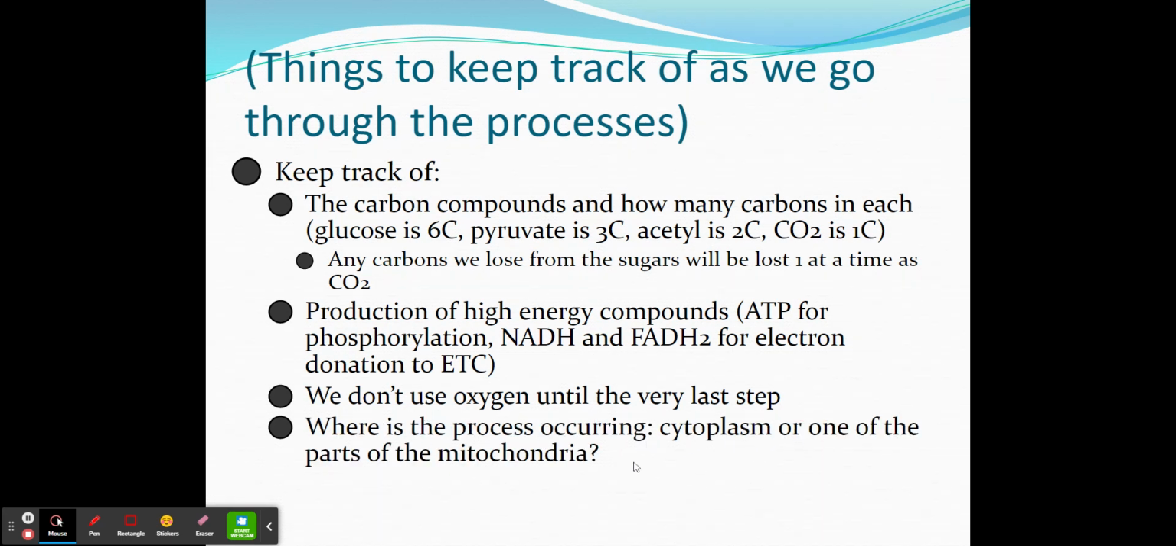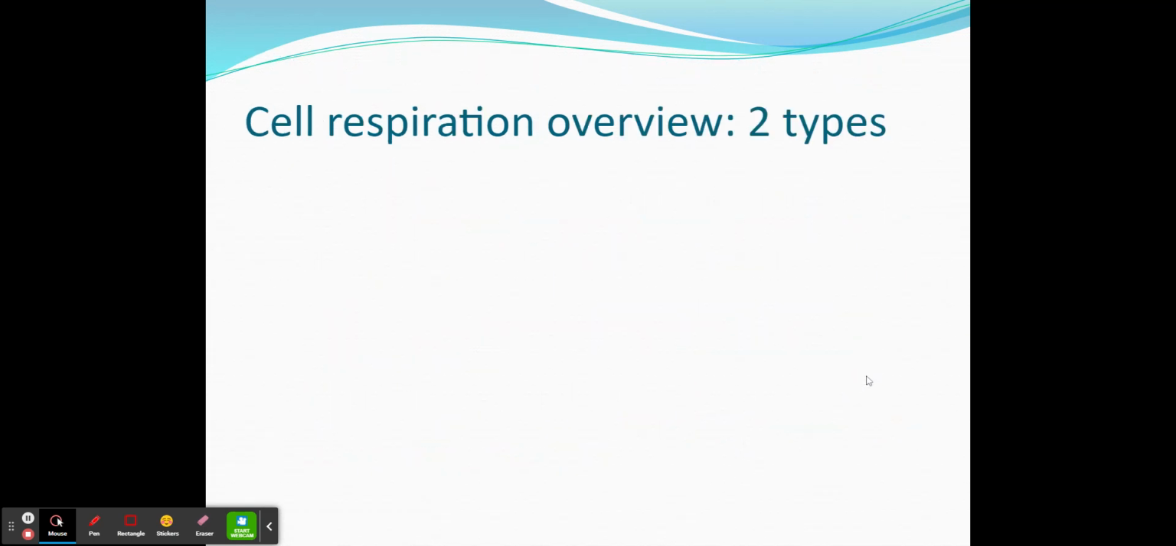Okay. We also need to keep track of the location. Not all of cell respiration happens in the mitochondria. It's not just the powerhouse of the cell. We're also going to tear apart glucose in the cytoplasm.